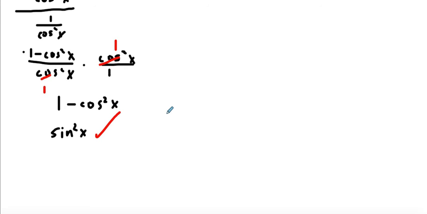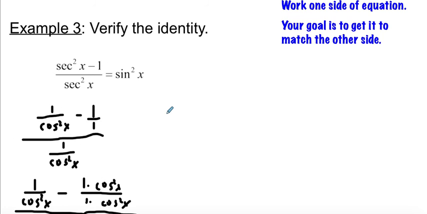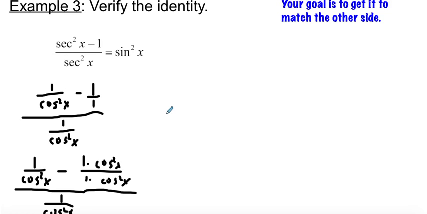So there we have it, sine squared x. And that's exactly what we were supposed to have verified. So see how I changed everything? I changed everything in terms of sines and cosines.